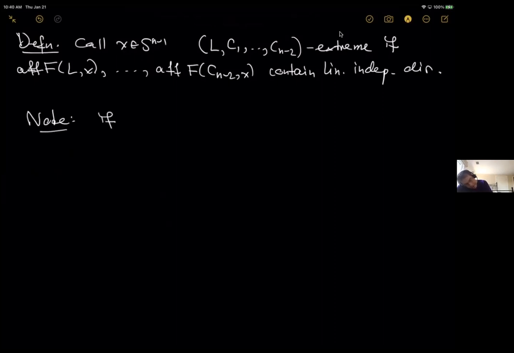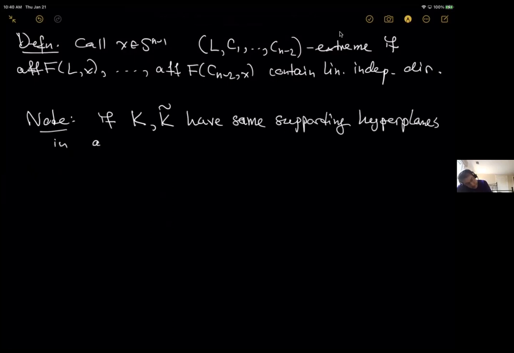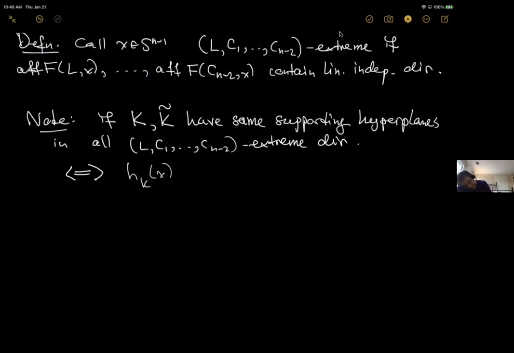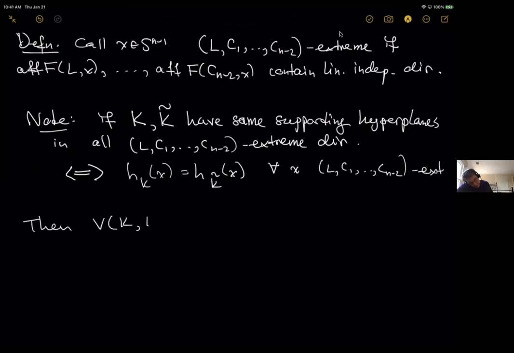That if I have two convex bodies, K and K tilde, that have the same supporting hyperplanes in all (C1 to Cn-2)-extreme directions, right? This is equivalent to saying that the distance to the origin of the hyperplanes in these directions are the same for the two bodies, right? So that means that h_K of x is equal to h_K tilde of x for all x that are (C1 to Cn-2)-extreme, right? And you see that if the two support functions are the same in these directions, then the mixed volumes must be the same, right?